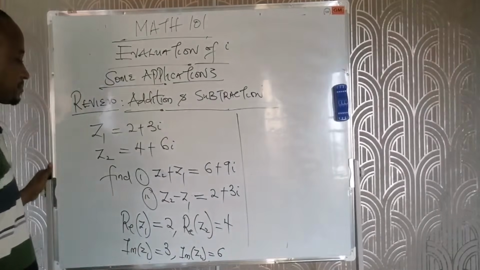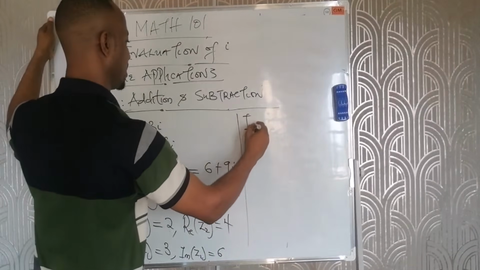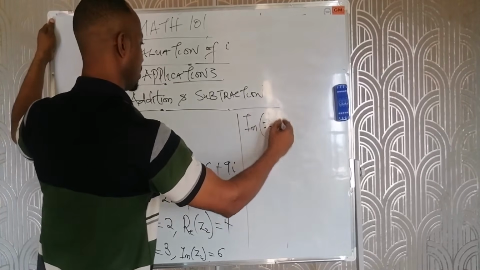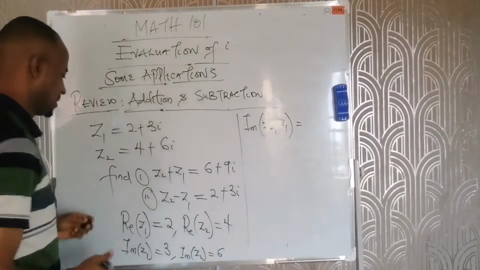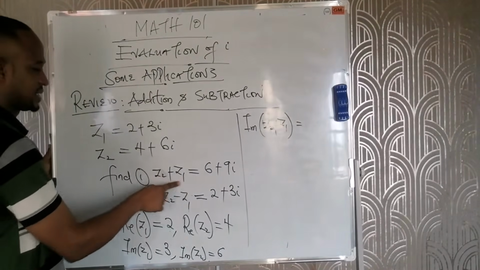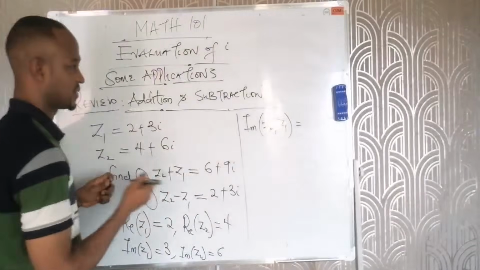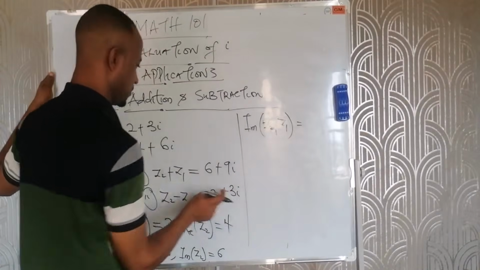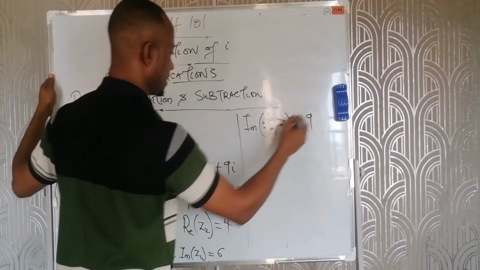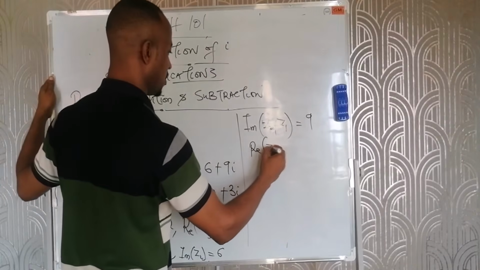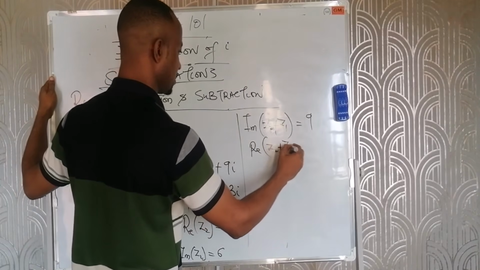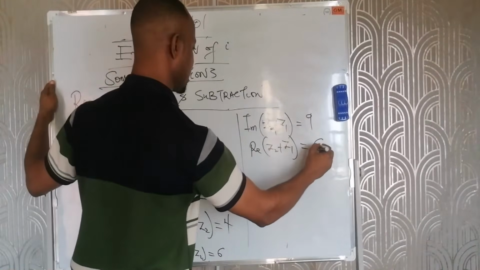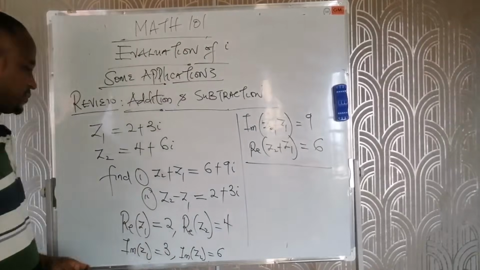Okay, now, what if we have to find the imaginary part of Z2 plus Z1? Meaning that after adding Z2 plus Z1, what is the imaginary part? The result is 6. Sorry, the result is 9. Thank you. The imaginary part is 9. But the real part of Z2 plus Z1 will be 6. The real part is 6, right? Okay. That is how simple this can be.